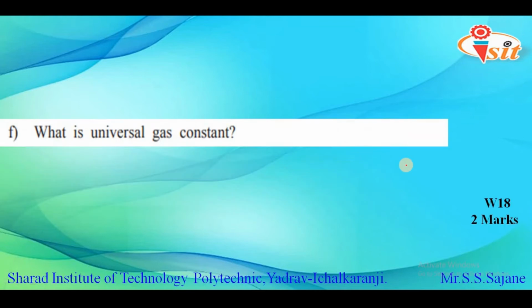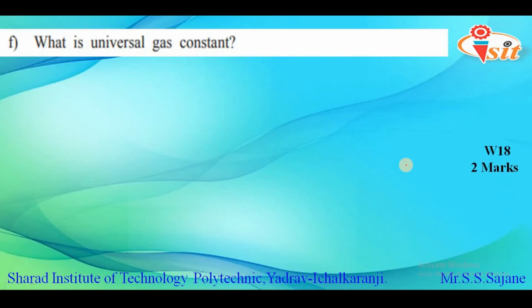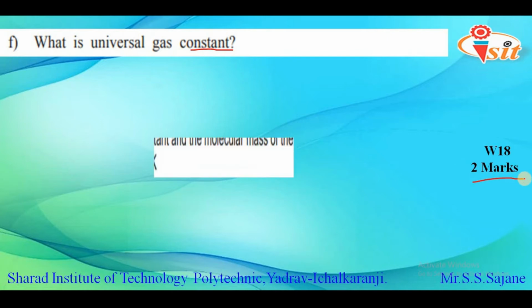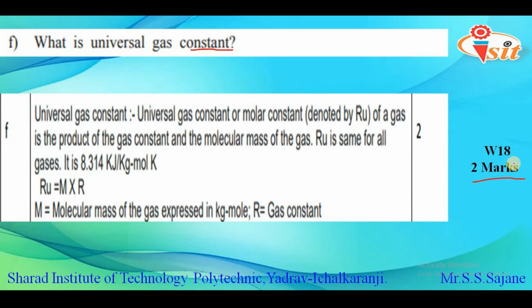The first question from Winter 18 paper is as follows: what is universal gas constant? So this is a theoretical question asked for 2 marks. So we have seen what is the definition of universal gas constant. You can mention here that it is the product of characteristic gas constant and molecular mass. Also, it is necessary that you should write the formula for this universal gas constant.